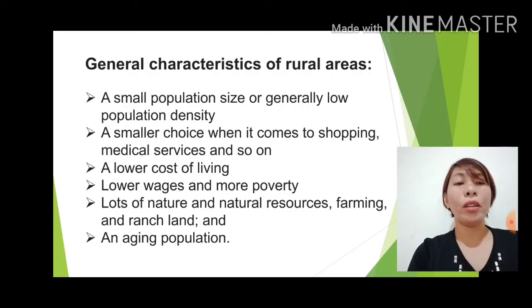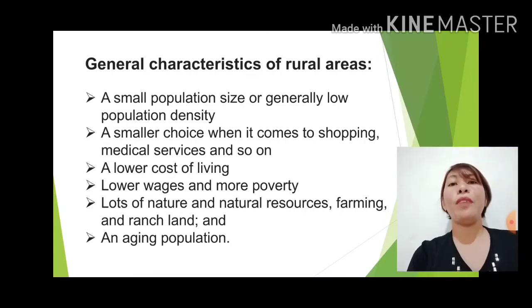And also a lower cost of living. That is actually true. If you are going to compare the prices of our commodities here in the rural area, it's a bit lower or cheaper compared to the city. Lower wages and more poverty. As a rural area, we do have a minimum income or minimum wage. That is, if you have a family of probably 4 or more than that, that would not suffice. That would not be able to provide everything that your family needs. That is why we have also poverty in rural areas.